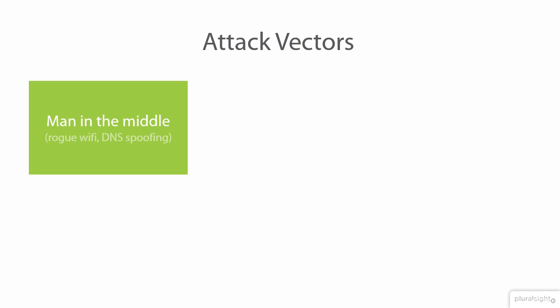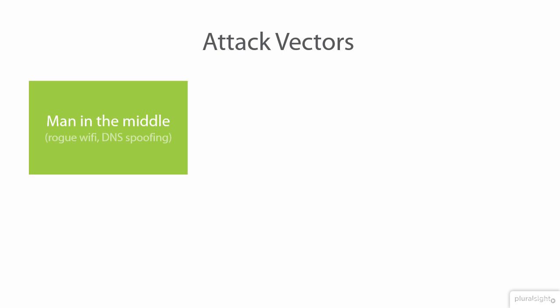So for example, over a rogue Wi-Fi hotspot, or by implementing DNS spoofing, say on the router that the victim is connecting through. Man-in-the-middle attacks are a vector that lead to all sorts of different risks when we have machines communicating between each other on a network.